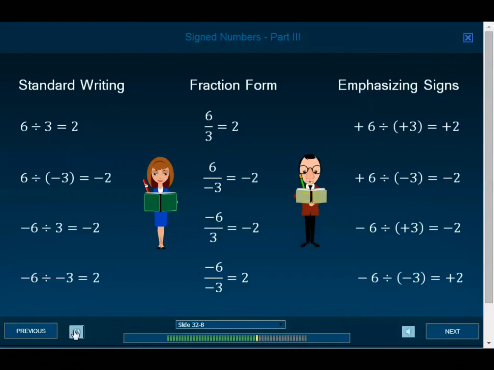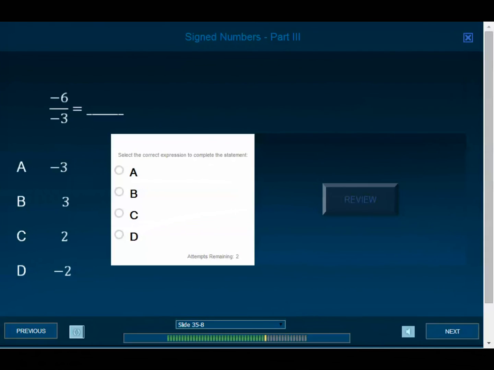When you are done copying your notes, be sure to click on Next to continue with your work. To our division examples.